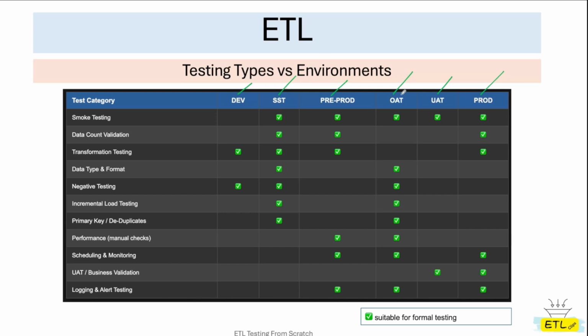OAT, I have already told you earlier, is operational acceptance testing. UAT is the user acceptance testing environment. Pre-prod is like production. SST is the system testing environment. Dev is for developers, where developers put their code and do their testing before it comes to the QA team.